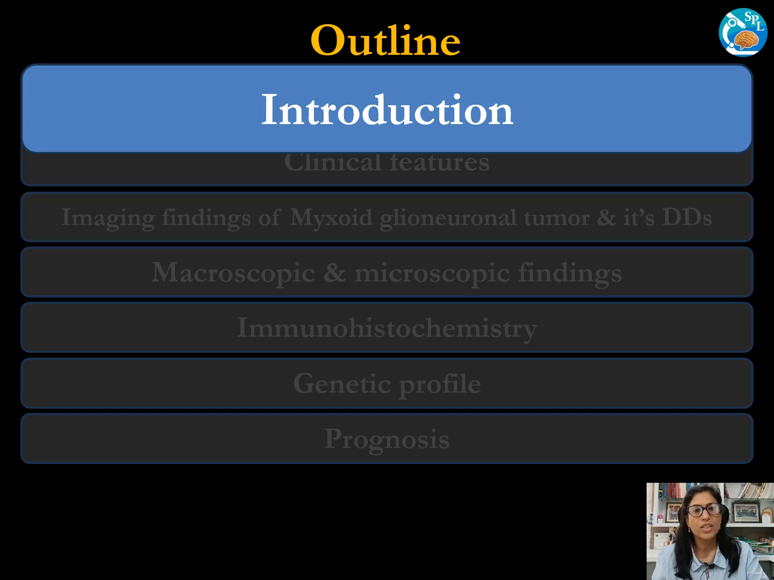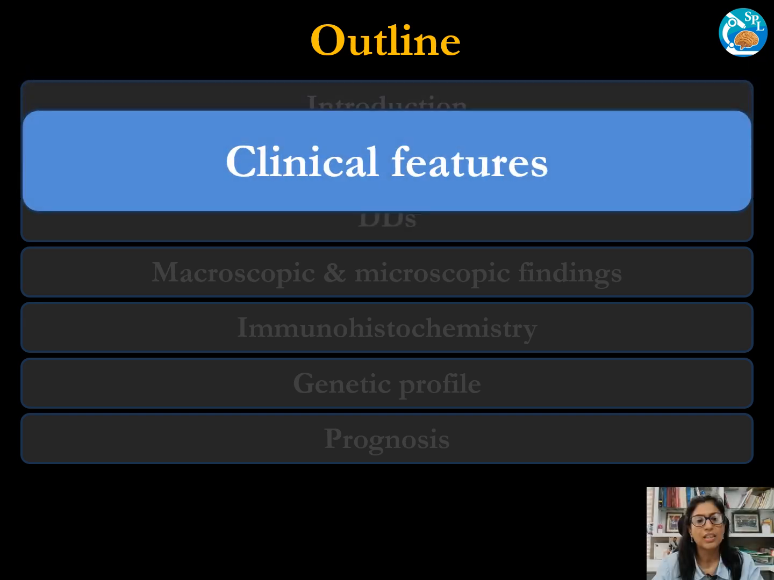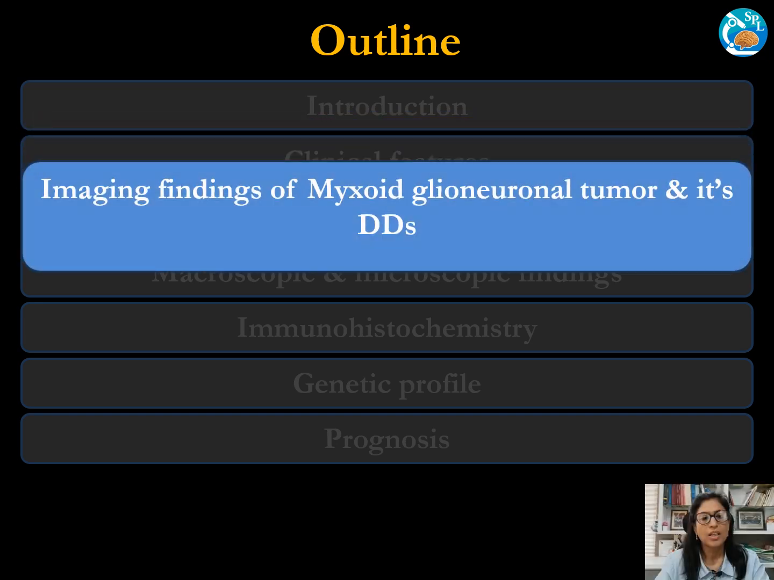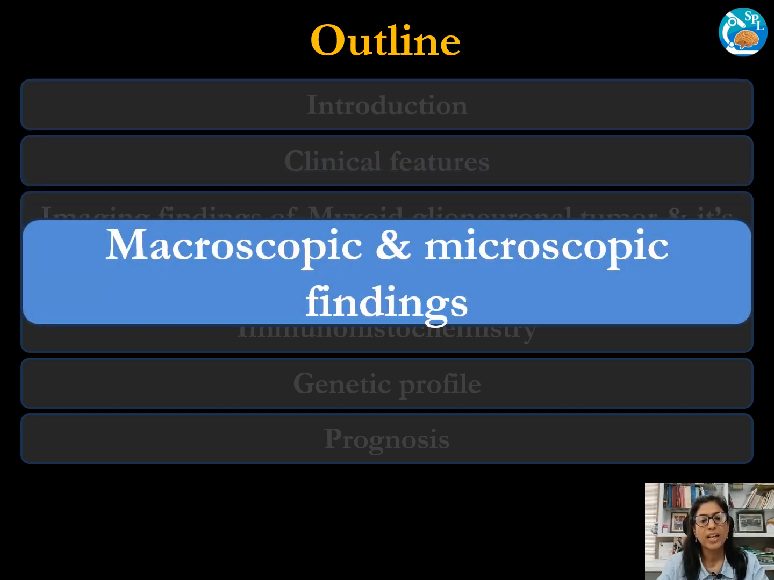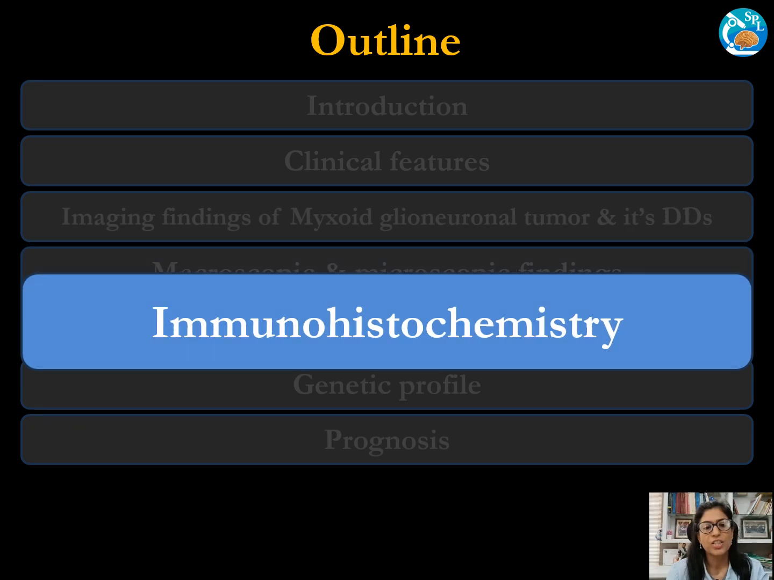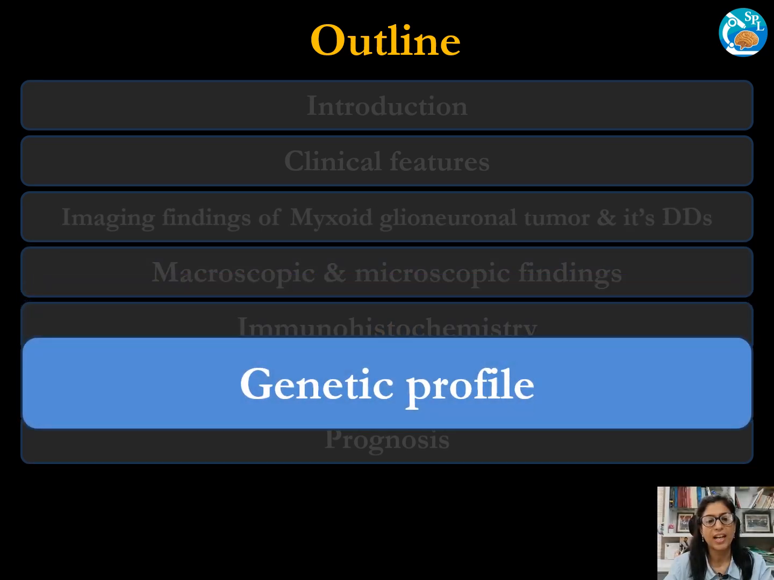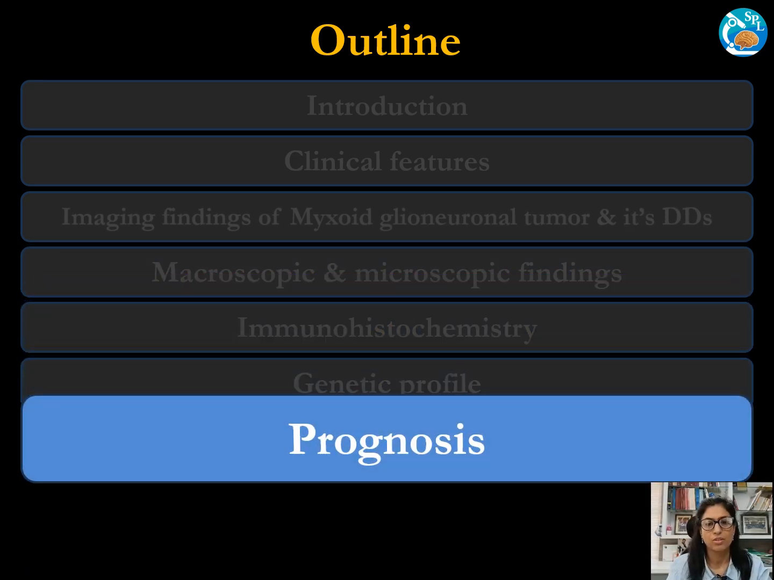Outline of today's talk includes introduction, clinical features, imaging findings of myxoid glioneuronal tumor and its differential diagnosis, macroscopic and microscopic findings, immunoprofile, genetic profile, and prognosis.